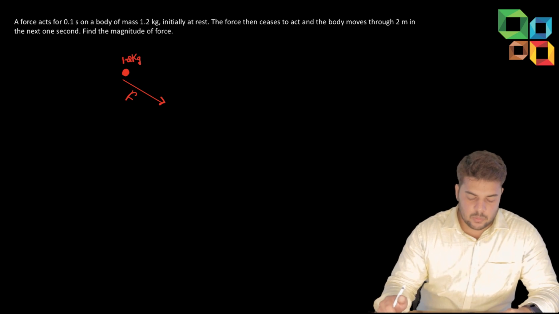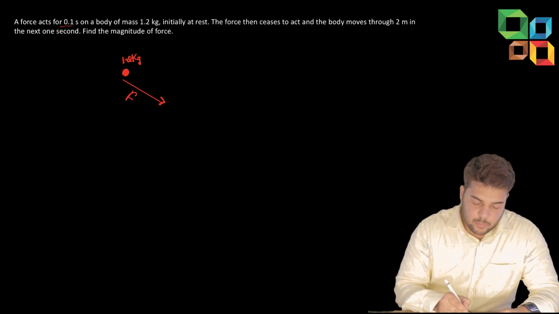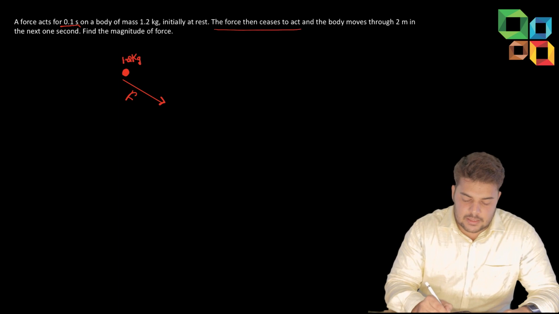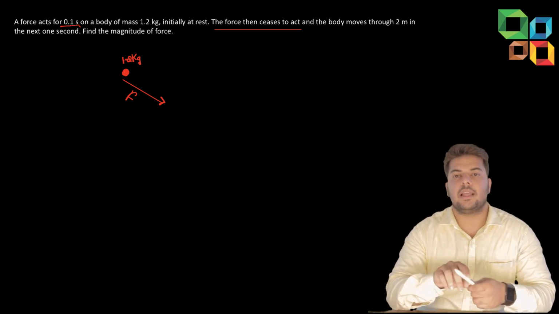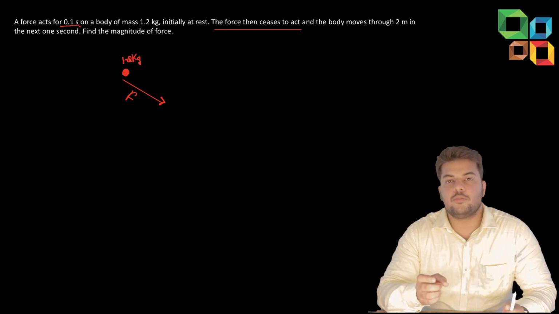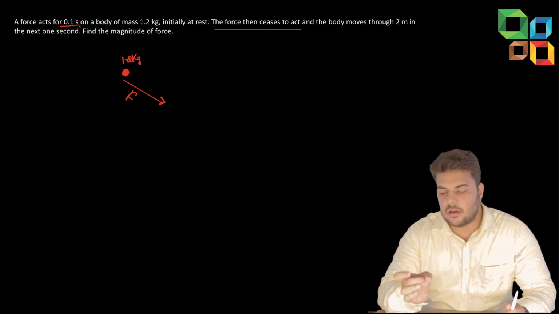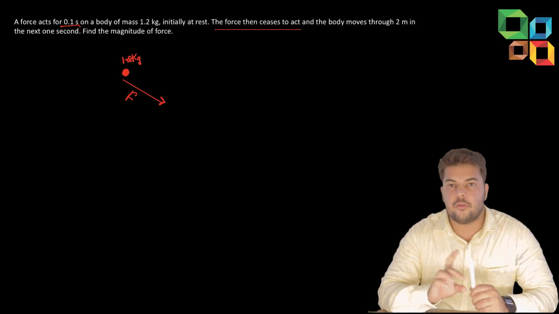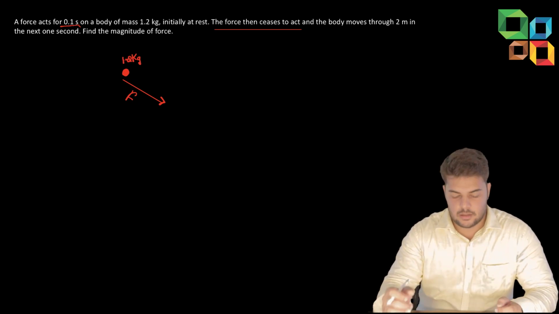All right, but whatever this force is, it acts for 0.1 seconds. It acts for a very short duration of time. The force then ceases to act. So this force is something like this. You can imagine that object over there like a carom striker, and you are exerting a force for a very short duration of time, like 0.1 seconds. We are assuming that the force that we are exerting is a constant force, and it acts for a very short duration of time.